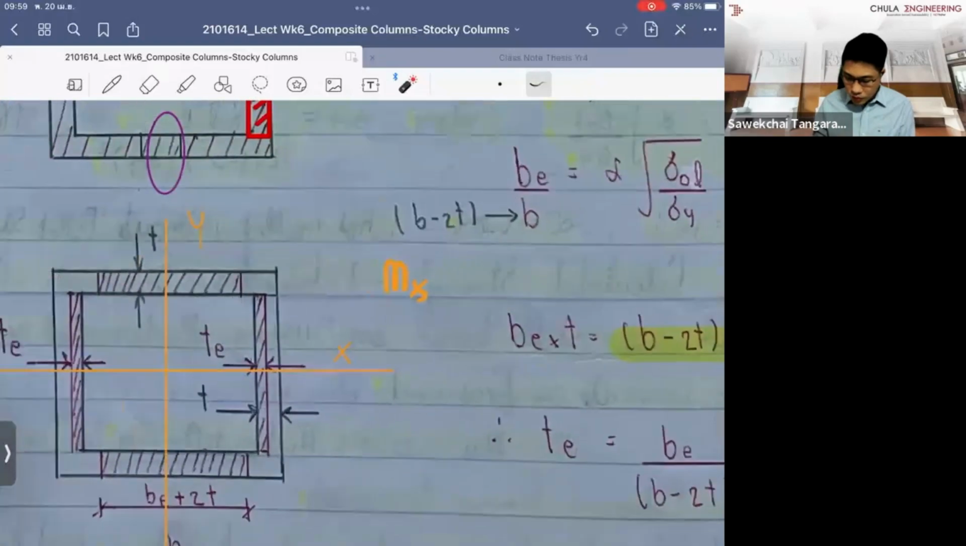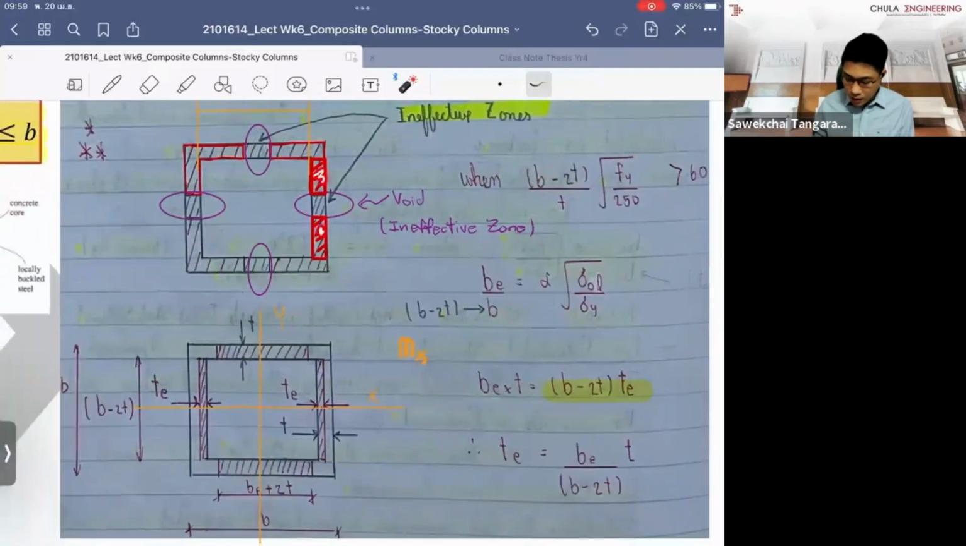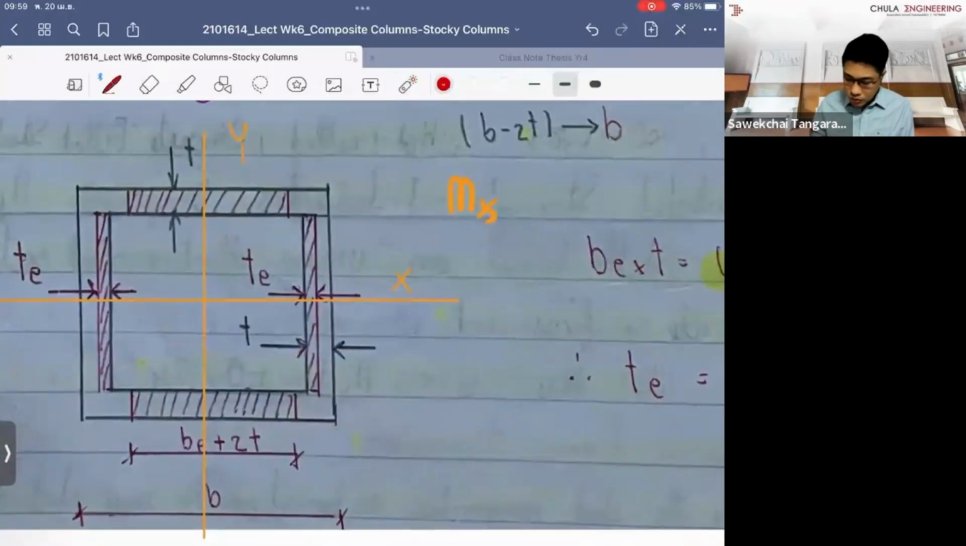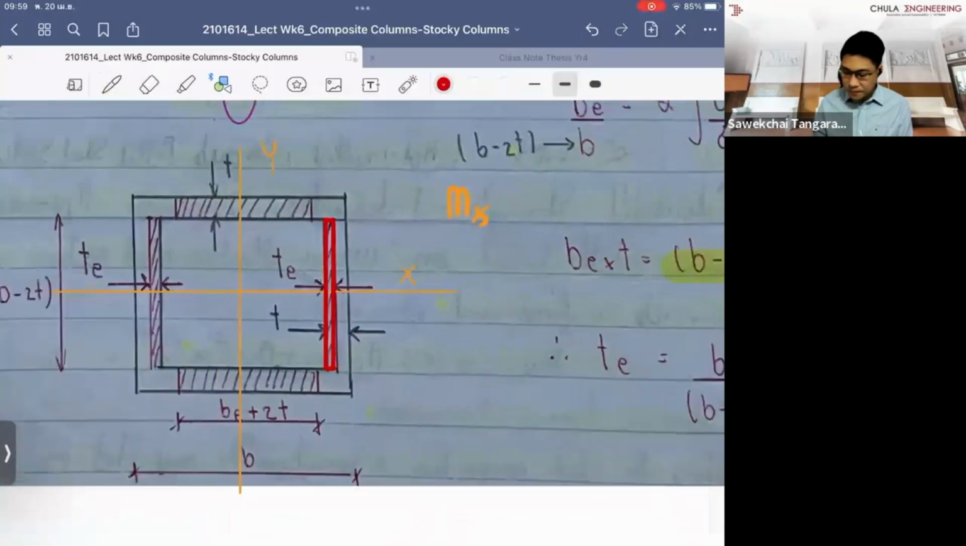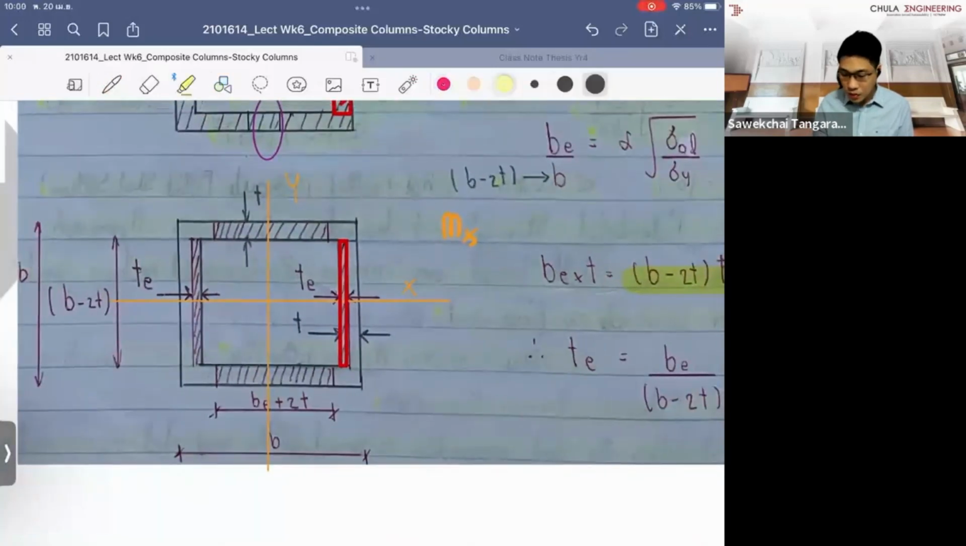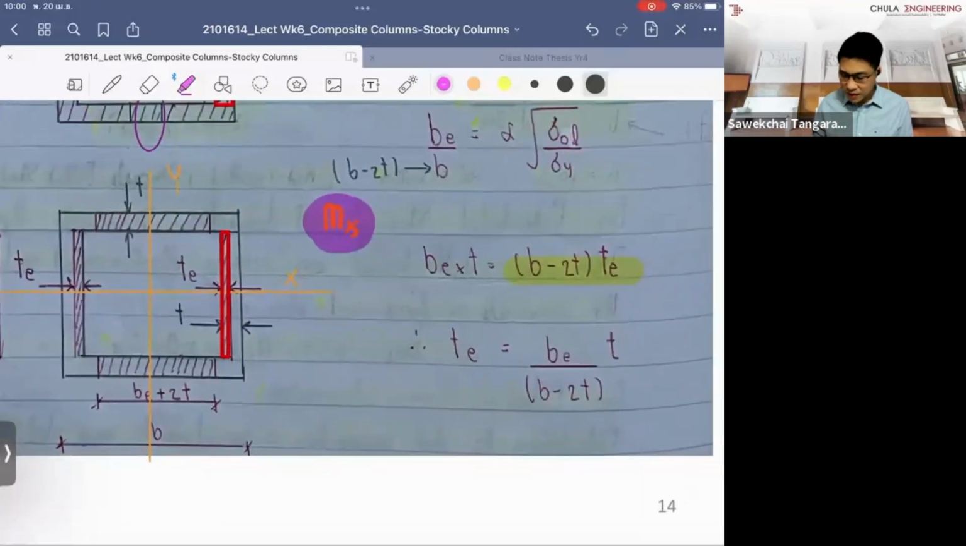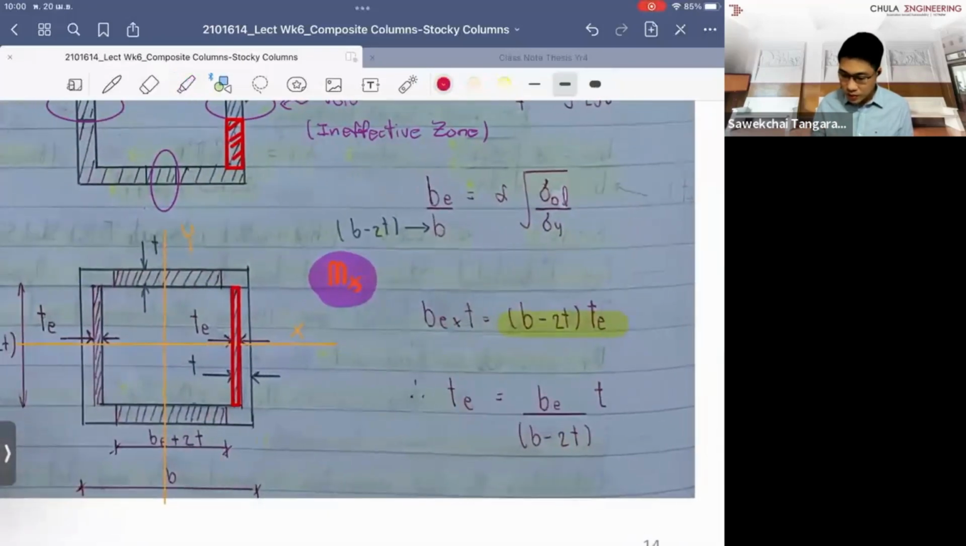So rather than using these areas in the calculation, we tend to use the one here, which makes your calculation simpler. And because we are just looking at the bending about the x-axis, it doesn't make a difference. So what we do is use this formulation.